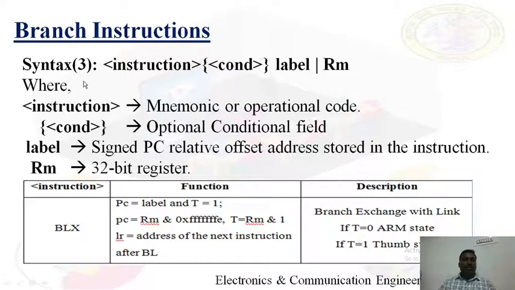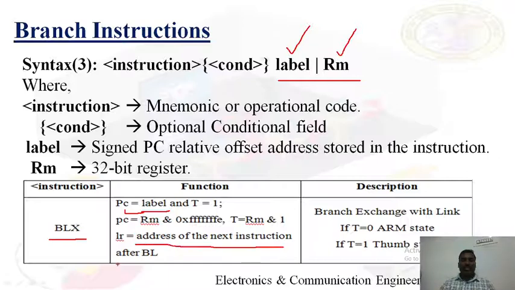Now look into this third syntax, where the operand address may be Rm or a label. If it is a label, then that label is directly copied. This BLX is nothing but branch exchange with link. Similar to the BX instruction, but the link register is used to hold the address of the next instruction after BL.